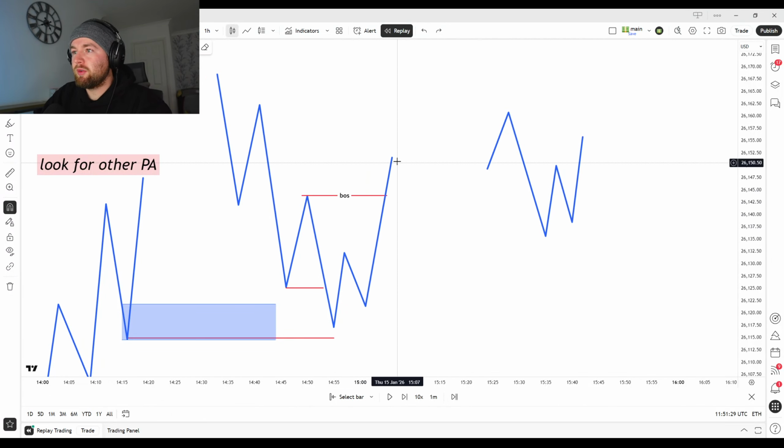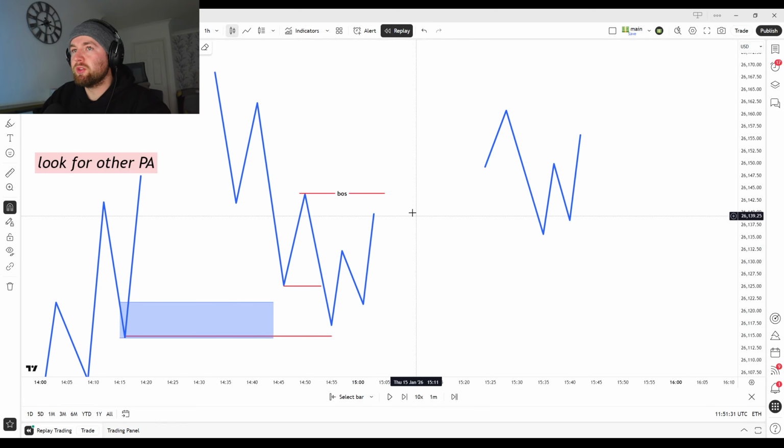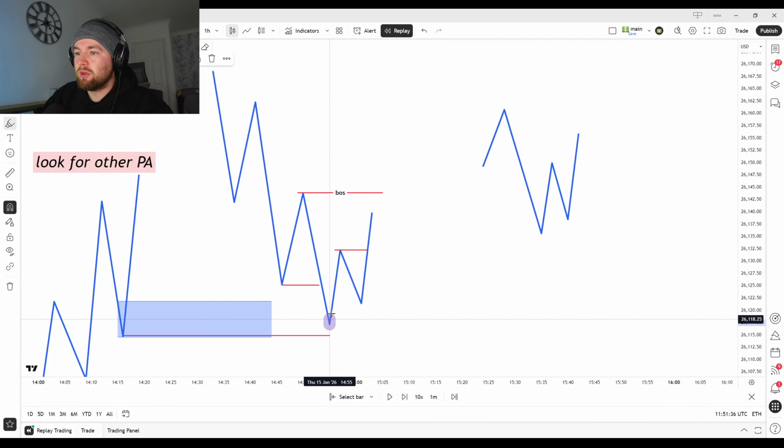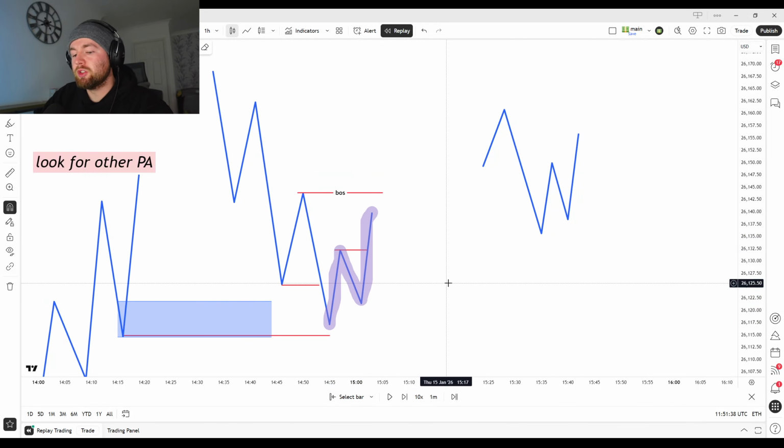But what if we get a break of structure before this, which would look something like this? So as you can see, price has pushed up, pulled back, and we have broken structure.